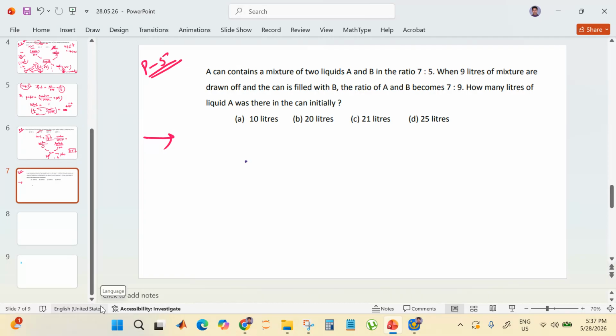A can contains a mixture of two liquids A and B in the ratio 7 is to 5. When 9 liters of mixture are drawn off and the can is filled with B, the ratio of A and B becomes 7 is to 9. How many liters of the liquid A was there in the can initially? See, very interesting problem. It is also a very important one. Try it yourself first. Just think over the story, then I will discuss.